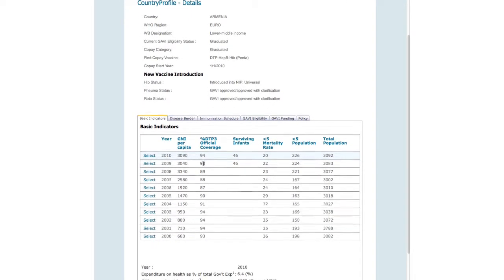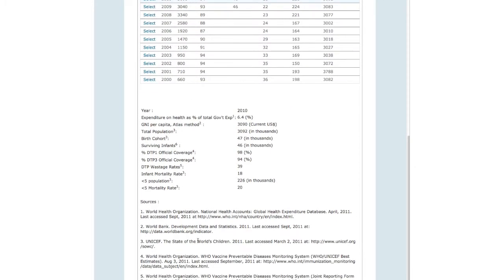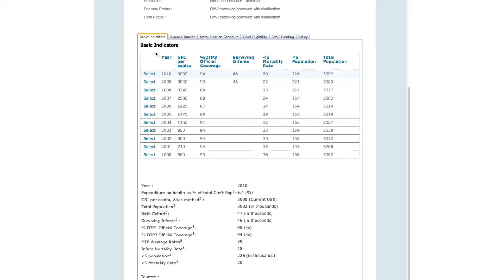Basic indicators that we include in the VIMS database for all countries, as you can see, are health expenditure on health as percent of total government expenditure, GNI per capita, total population, birth cohort, surviving infants, DTP 1 and 3 coverage, DTP wastage, infant mortality rate, under 5 population, and under 5 mortality rate. The sources for this data are listed below. You can click on a particular year to get all of the data for that year in the bottom here.